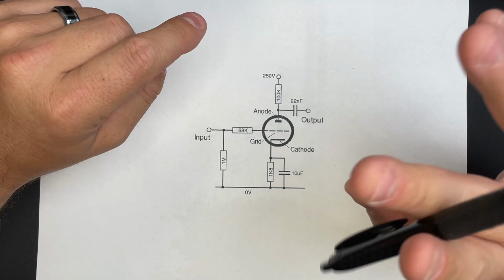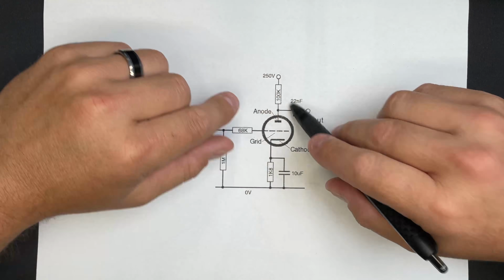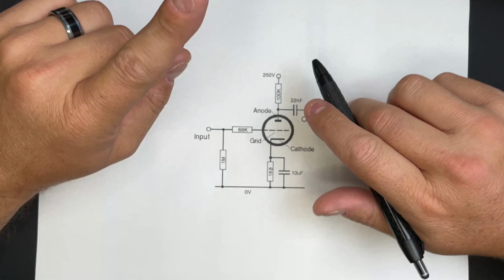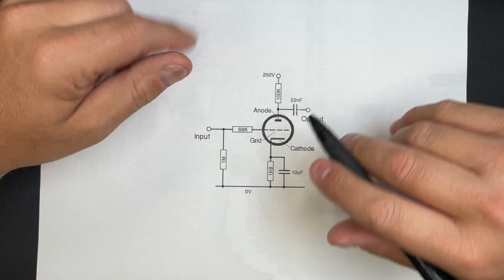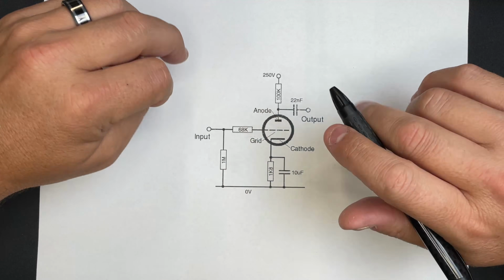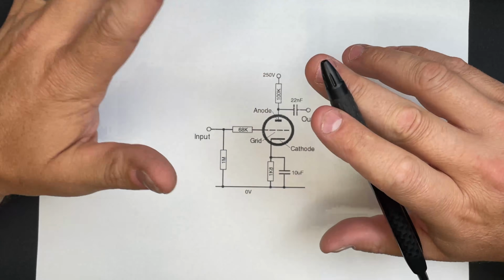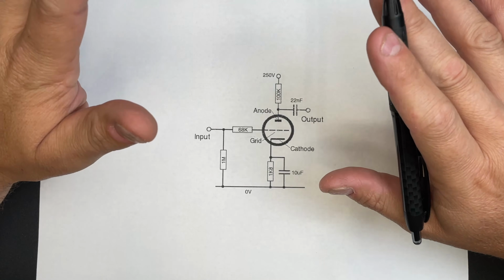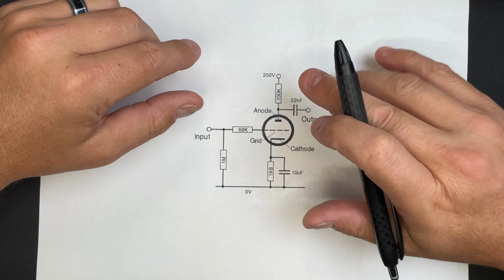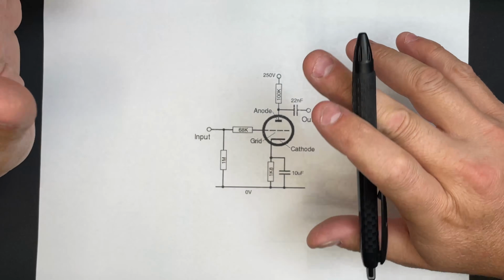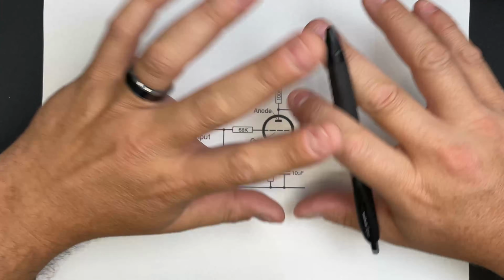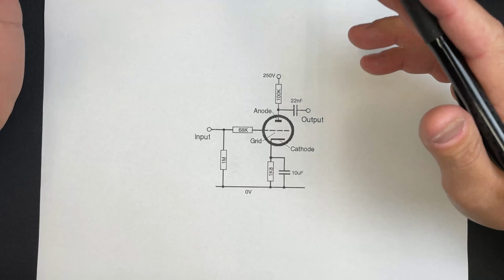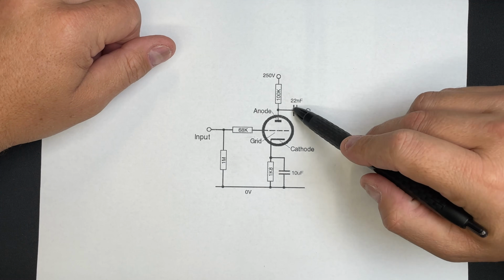But I digress. So you start with a 0.022 if you don't know what value you really want to go with. If it's too bassy, you go smaller, 0.01 or 0.015, or you go down to 0.0047 or something like that, right? If it's not bassy enough, you go up. You can go 0.033 or you can go 0.047. Those are kind of the standard up and down variances that you can go with. That's really all you need to think about with that.